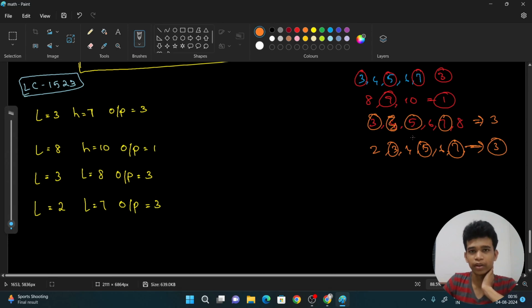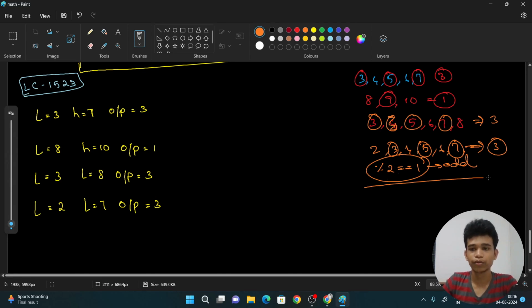So it is straightforward. We can generate from low to high, and if a number is odd, we increment our result by 1. That's it, right? So how to find whether it is odd or even? If mod 2 is equal to 1, then it is odd. That's it. So this is the brute force.